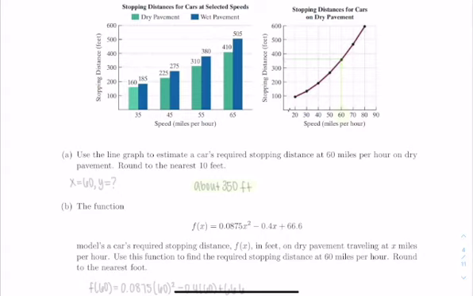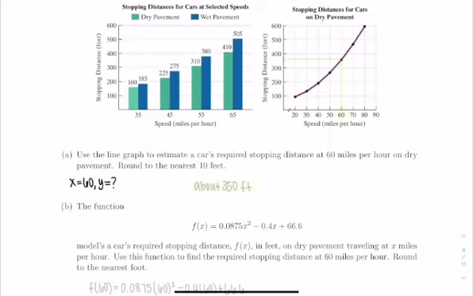So am I giving you x equals 60 or y equals 60? Looking at the graph, the horizontal axis represents the speed in miles per hour, while the y-axis is labeled as the stopping distance in feet. Since we're driving at 60 miles per hour, this is x equals 60. And we need to figure out what y is, or what the stopping distance required is.